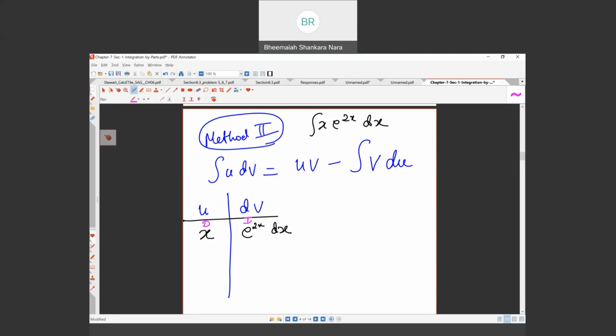So now let's differentiate x. You get 1. Differentiate 1. You get 0 and you stop. Integrate e to the 2x dx. It is 1 half e to the 2x, and then integrate 1 half e to the 2x, you get 1/4 e to the 2x.